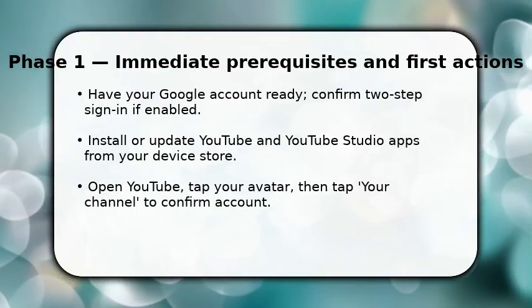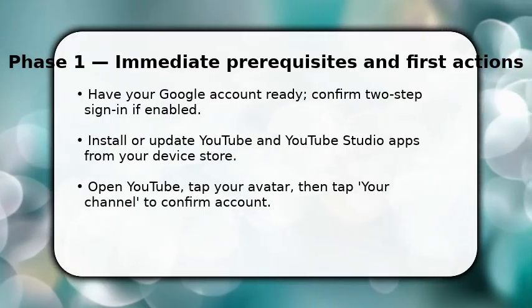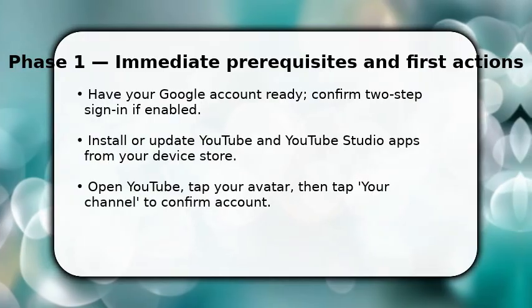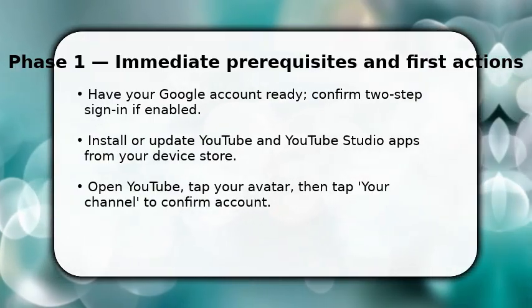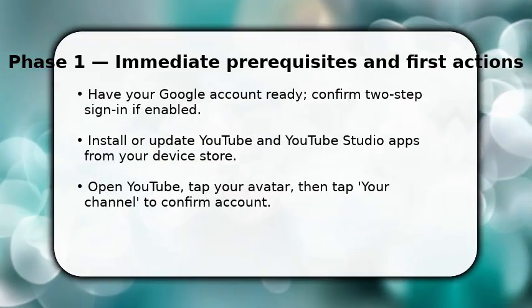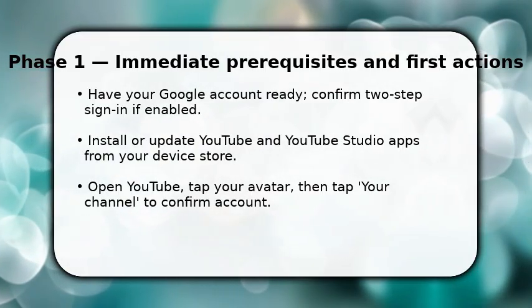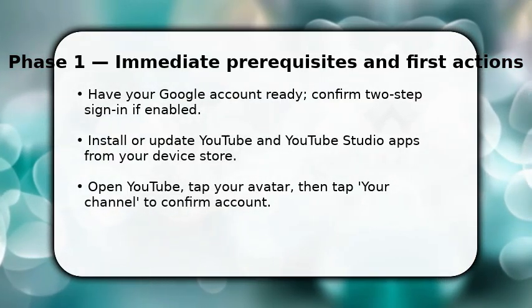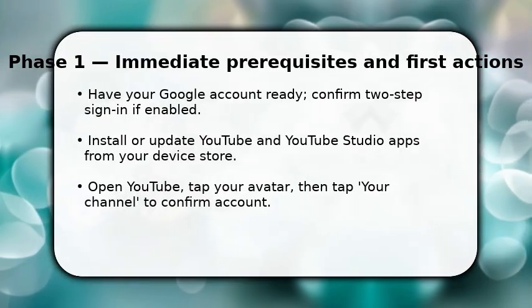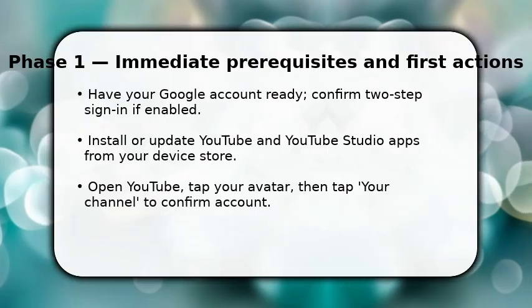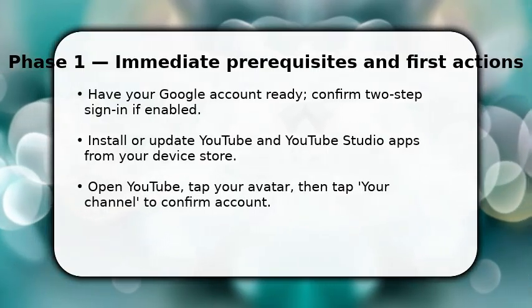You begin by confirming your account and app readiness. Make sure your Google account is signed in and two-step verification is accessible. This avoids lockouts. Once done, update or install the YouTube and YouTube Studio apps from your App Store so features sync. Open YouTube, tap your avatar in the top right, and select your channel to verify the active account. This ensures Studio will open the correct channel when you switch apps or use the Studio app directly.